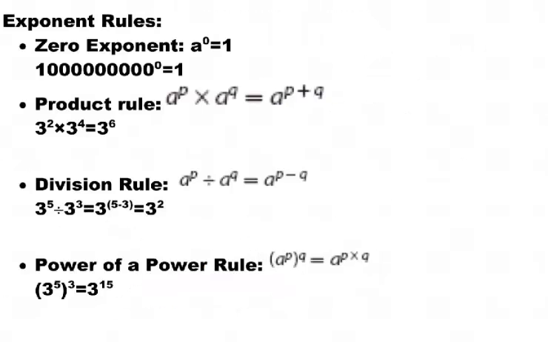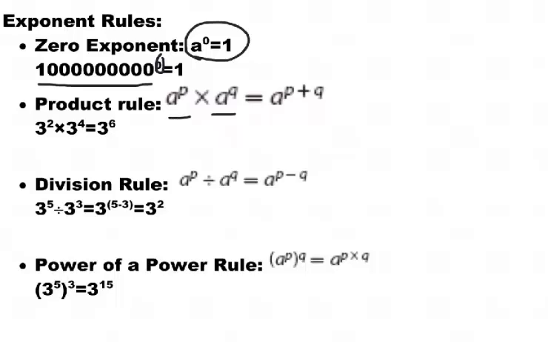There are a couple of exponent rules. One is called zero exponent. This means that any number to the exponent 0 is equal to 1. A exponent 0 is equal to 1, meaning if the base is a and the exponent is 0, the result is always 1. For instance, a huge number like this one, exponent 0 gives you 1.